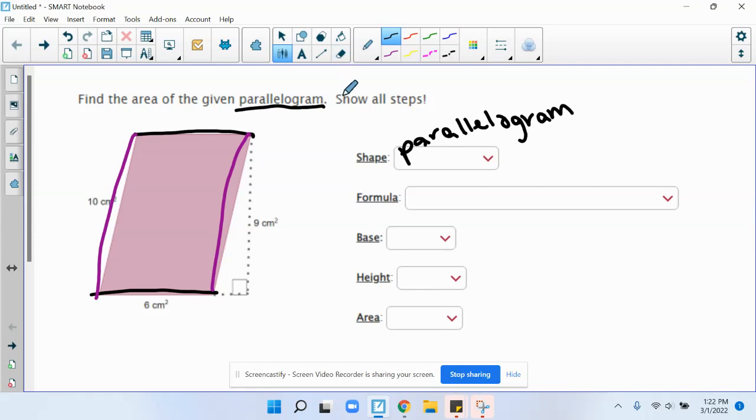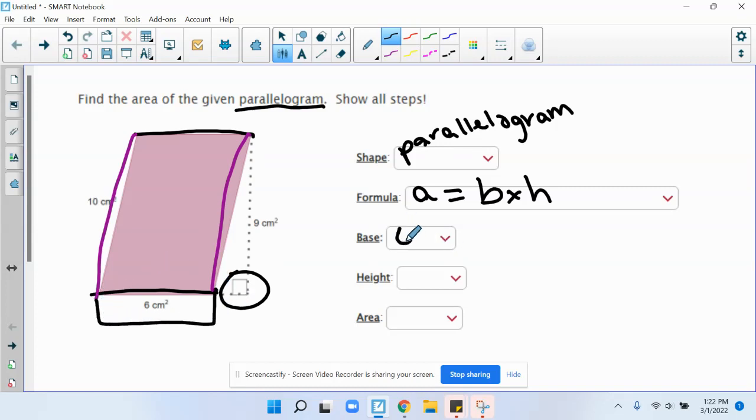To find the formula for the area of a parallelogram, that would be on your formula sheet, and the formula is area equals the base times the height. If you guys remember, the base and height make a right angle. So I'm going to circle that right angle here. The base is on the bottom here, which is 6 centimeters.